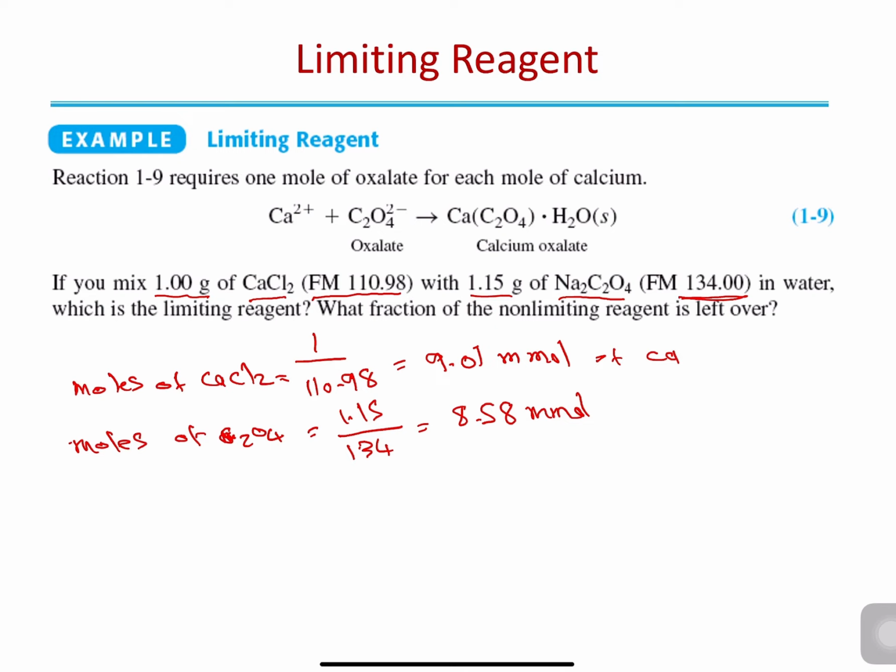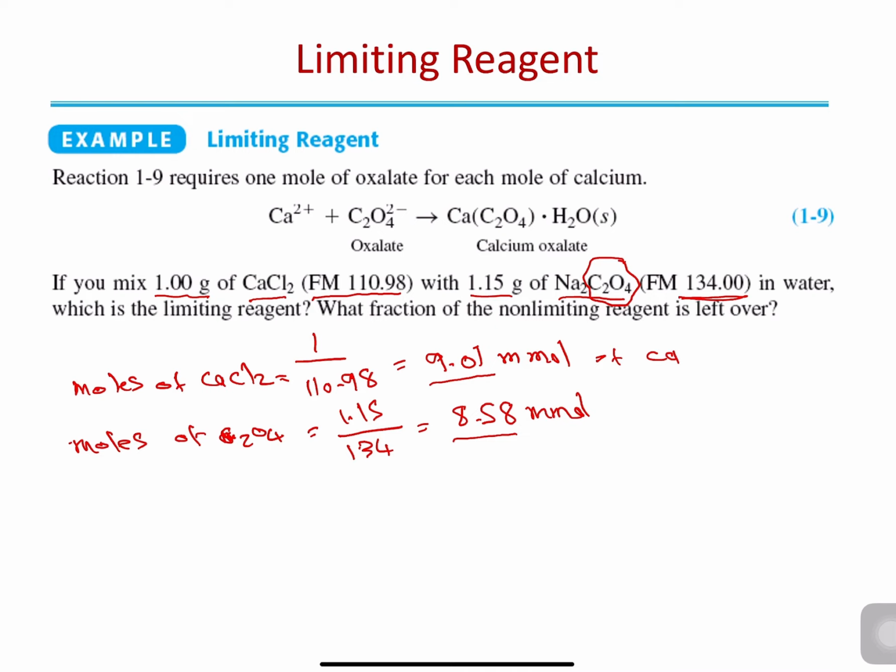Please be aware that 1 mole of calcium chloride contains only 1 mole of calcium because there is only 1 calcium atom in calcium chloride. And also 1 mole of sodium oxalate has only 1 mole of oxalate because it only contains 1 of the oxalate moiety in the compound. So now we see that the number of moles of calcium in the reaction are 9.01 millimole, while of the oxalate is 8.58 millimole. That means that the oxalate is the limiting reagent now. So that means there will be some calcium chloride remaining unreacted in the reaction.